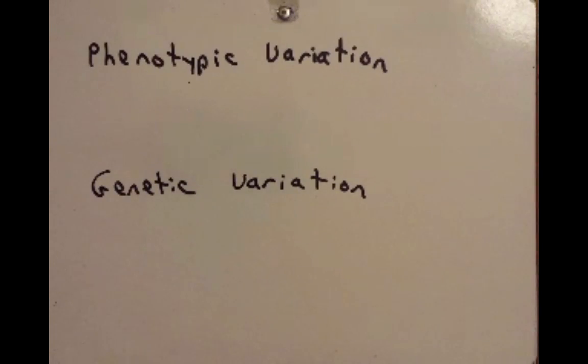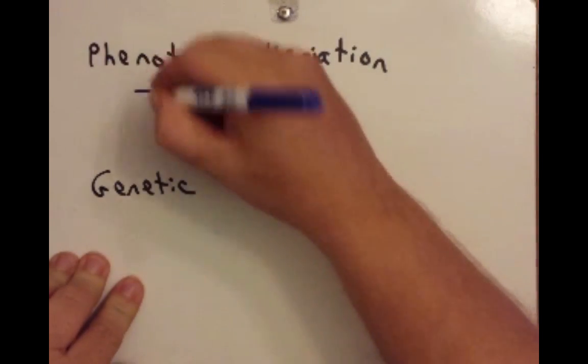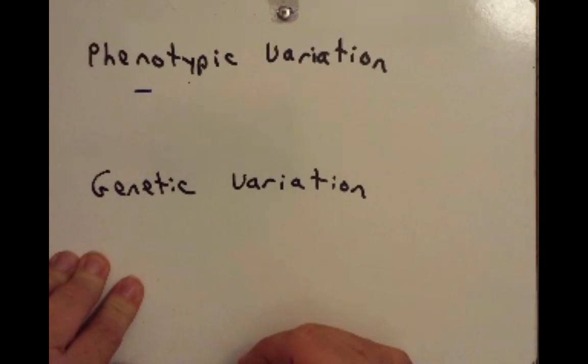In this podcast we're going to talk about genetic variation and how that makes evolution possible. The first thing we want to talk about is phenotypic and genotypic variation. Phenotypic variation, as the name implies, is the variation you see within a population based upon the phenotypes.